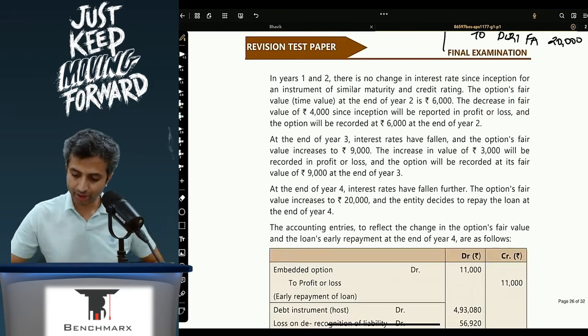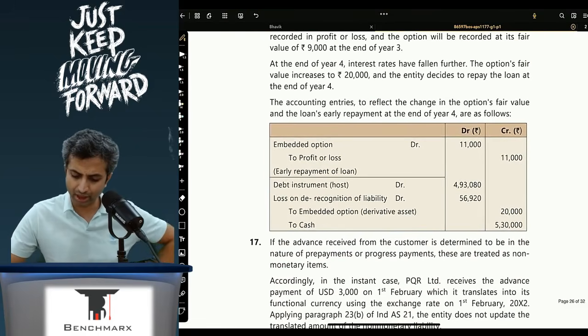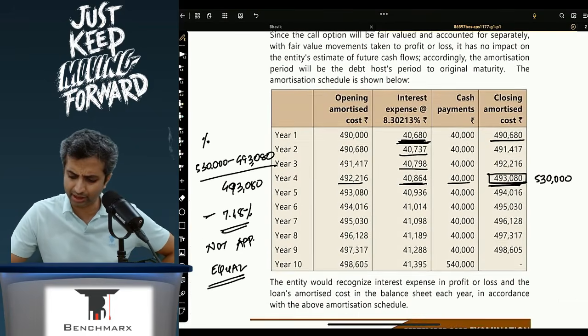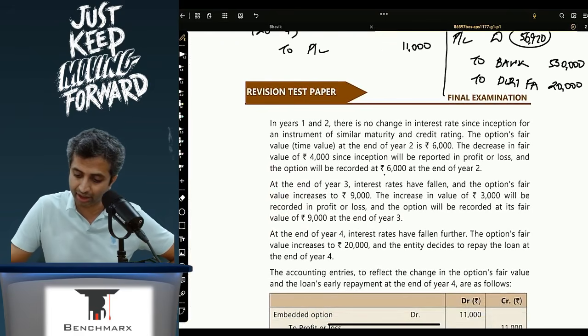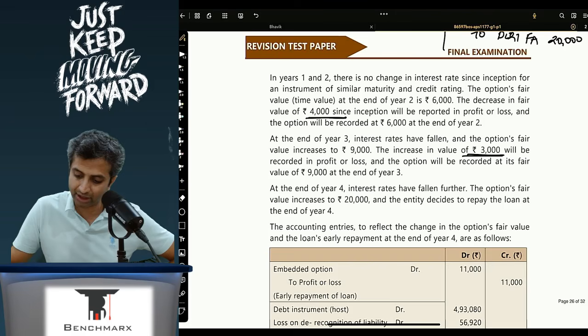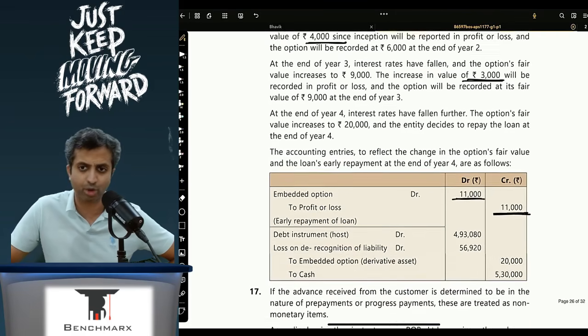56,920. So over here, if you go to see, in each of the years you will pass the journal entries. They have explained the accounting effects. So they have said 4,000 will be the loss in the second year, then there will be a 3,000 gain in the third year, and then there will be an 11,000 increase. Embedded option or derivative financial asset account debit to profit and loss.